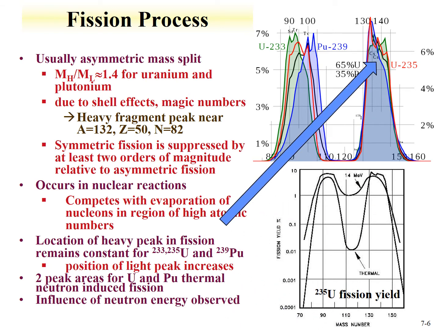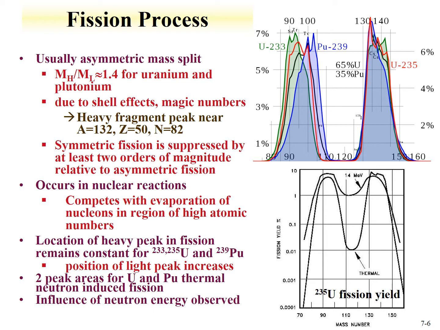In nuclear reactions, this can also occur, and the fission will compete with evaporation of nucleons in the region of high atomic numbers. In other words, if you make an isotope from a nuclear reaction, it can undergo fission once it's formed as opposed to de-excitation by, for instance, emitting neutrons. We'll discuss this a little bit more when we talk about nuclear reactions. So as we've seen, the location of the heavy peak pretty much remains constant for the uranium isotopes and the plutonium-239. We see the lighter peak increasing.